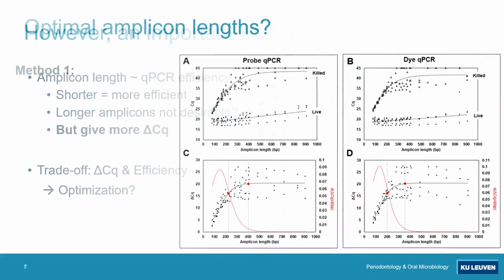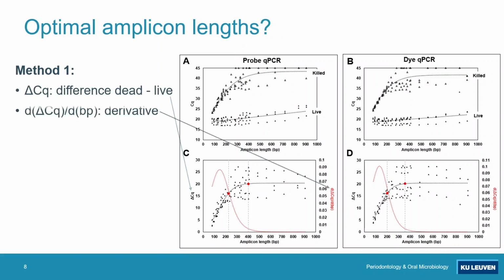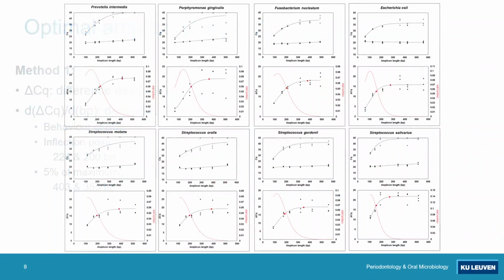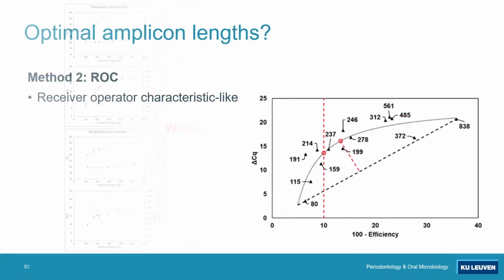For this, we propose 2 methods. The first being that you can look at delta Cq and you can choose yourself, or you can take the derivative of delta Cq over the amplicon length, which gives us the behavior of delta Cq. From this, we can look, for example, at the inflection point or at 5% of the maximum. The live detections of both of these are still quite good, but more importantly, the signal reduction in the dead is naturally a lot higher. The nice thing about this setup is that you can already do this with just 6 amplicons, which we validated in several other species.